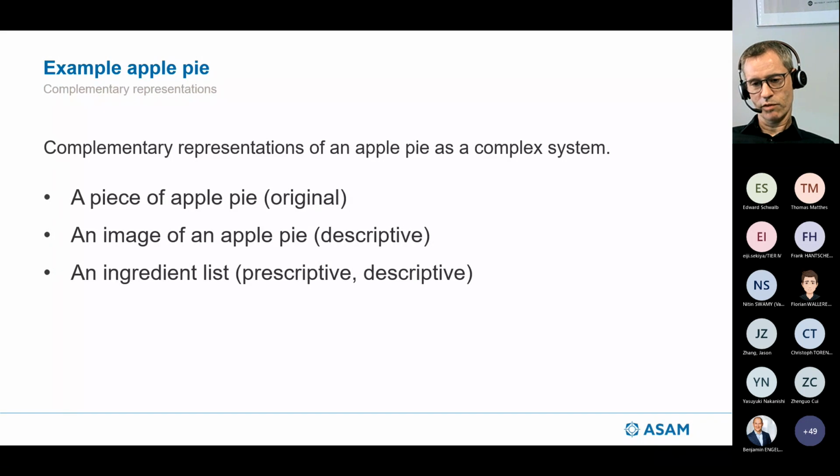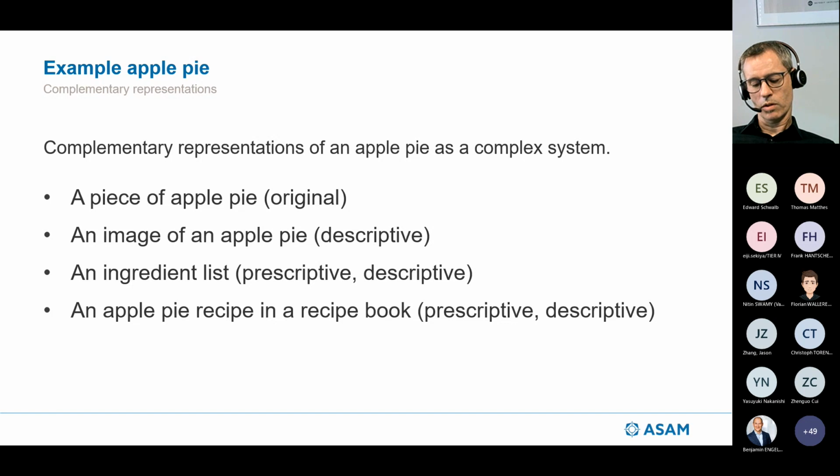When it comes to nutrition facts, calories or something like that, or a simple list of what to buy to make an apple pie, that apple pie is also represented by an ingredient list, which is prescriptive and descriptive also. And whenever you want to bake an apple pie, you probably need an apple pie recipe in a recipe book.